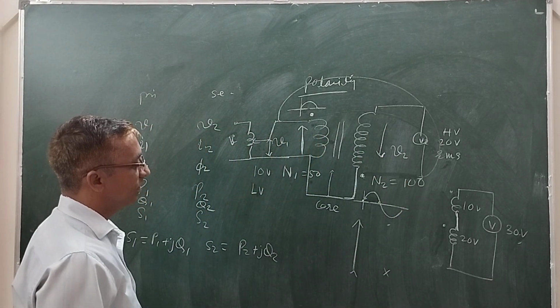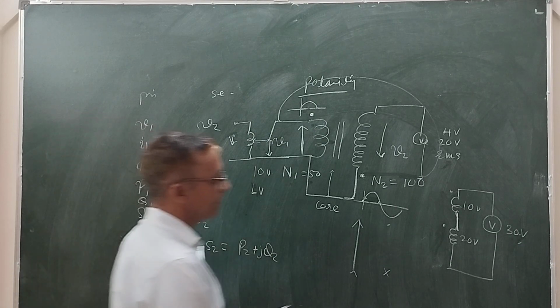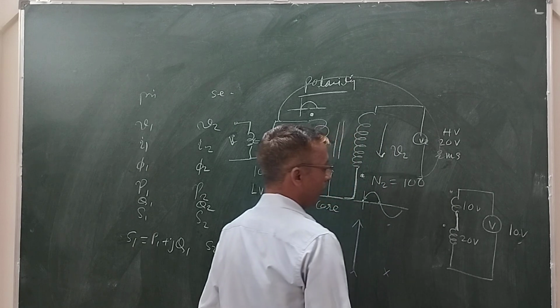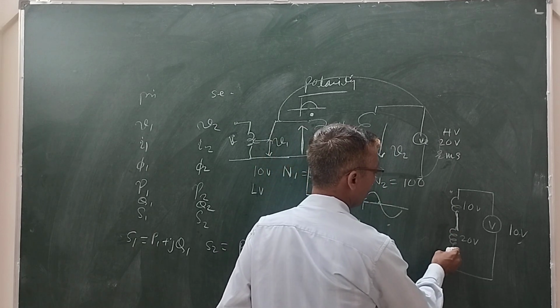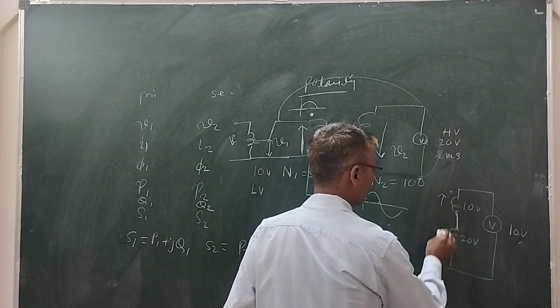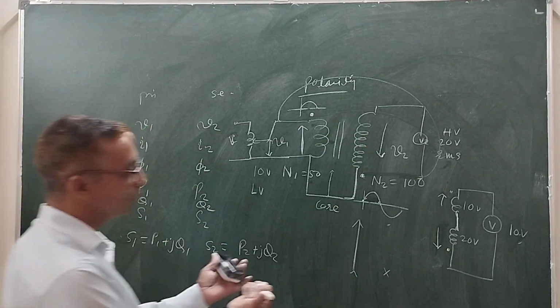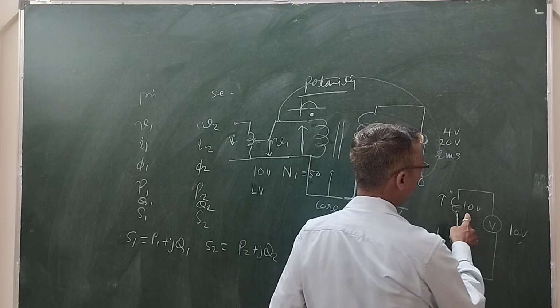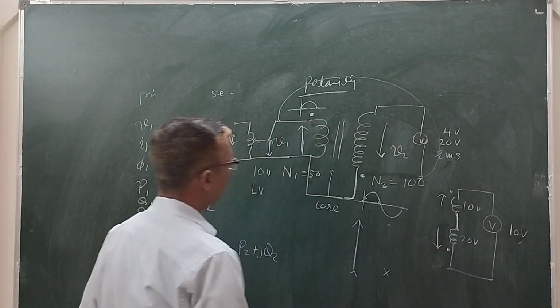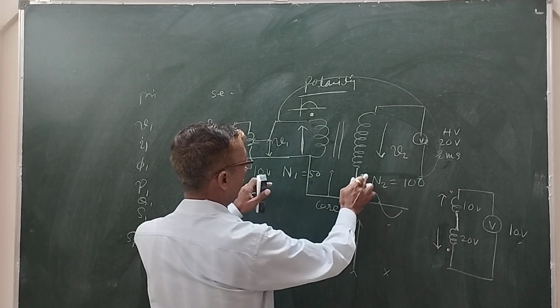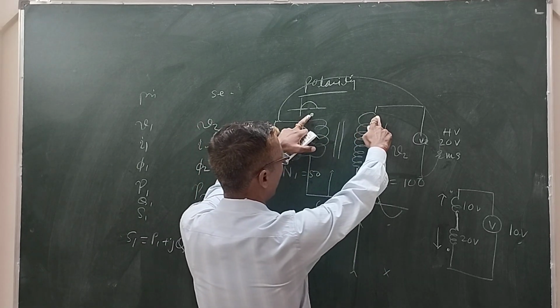Suppose you are not getting it like this. Suppose I am getting the answer here as 10 volts. Then what is the meaning? The meaning is the dots are in opposite direction. It is like this. If I add them together, you will find that 20 minus 10 is 10 volts. In that case, the polarity would be at a different point. It may not be at this point, but here, these are the polarities.